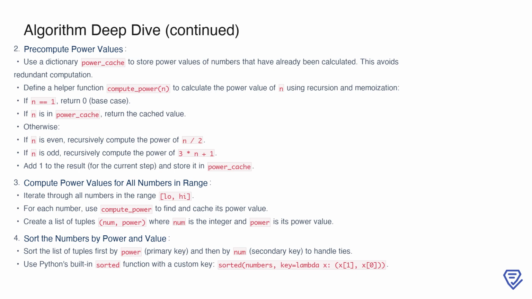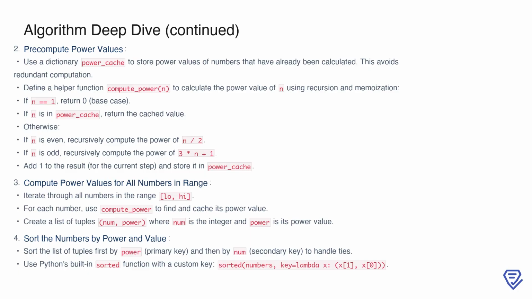To avoid redundant calculations, we use a dictionary called power_cache to store the power values of numbers that have already been computed. This is where memoization comes into play. We define a recursive helper function compute_power(n) to calculate the power value of a number. If n is 1, we return 0 because no steps are needed. If the power value of n is already in power_cache, we simply return the cached value.